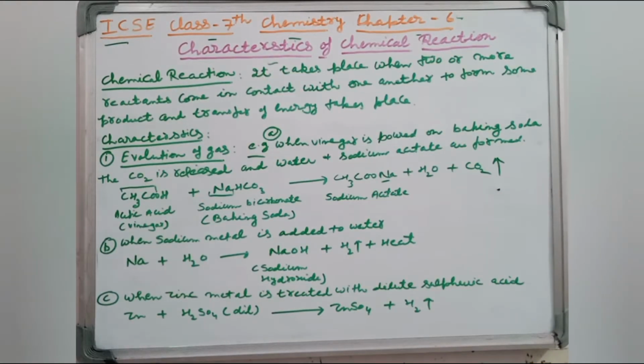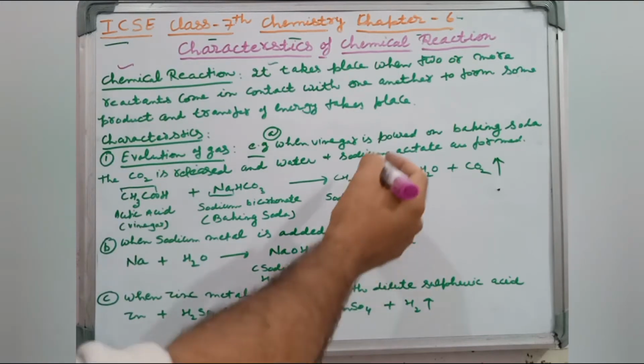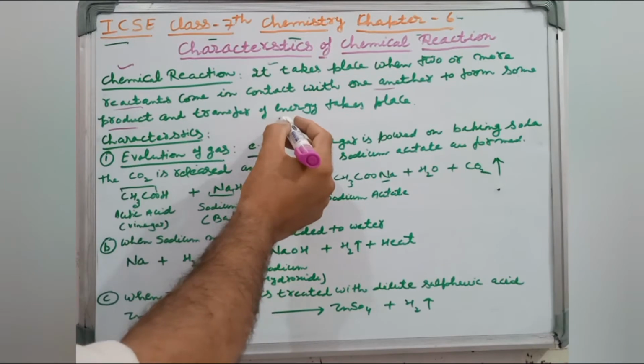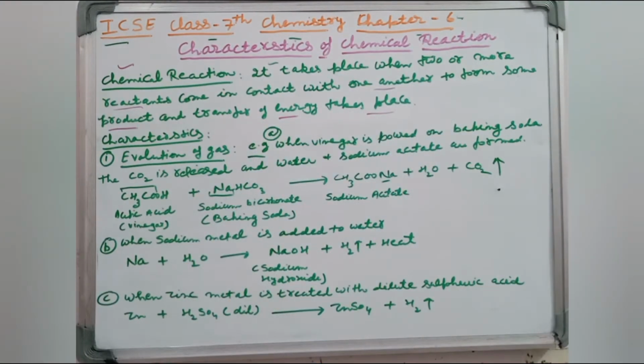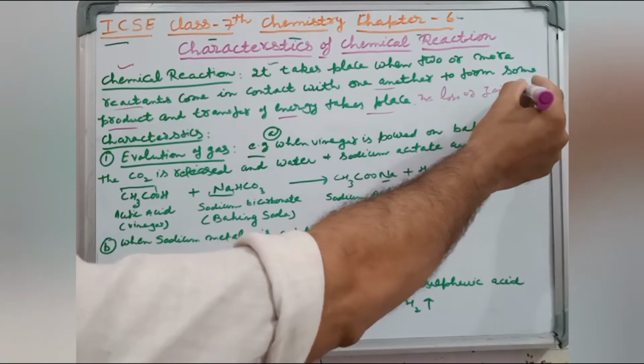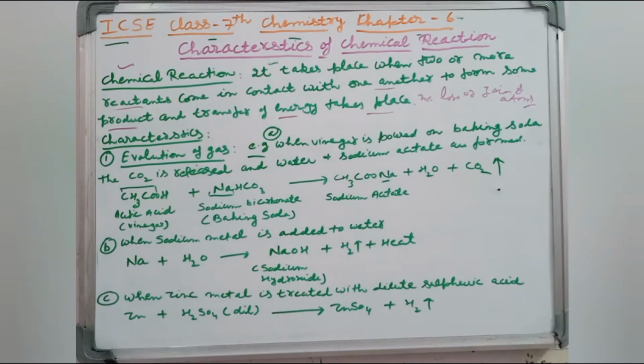Now students, in the earlier lesson you have learned about chemical reaction. What is a chemical reaction? It takes place when two or more reactants come in contact with one another to form some product, and transfer of energy takes place or evolution of gas takes place. Some gas will be released. So as you know, whenever a chemical reaction takes place, there is no loss or gain of atoms. Only an arrangement of atoms takes place, which will keep the total number of atoms the same on the reactant side and product side, right? So this is the chemical reaction.